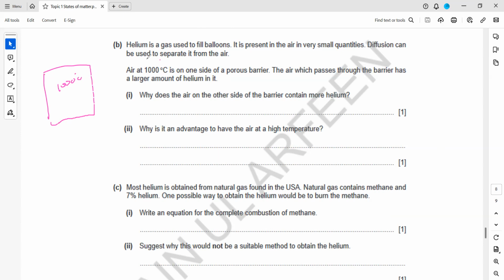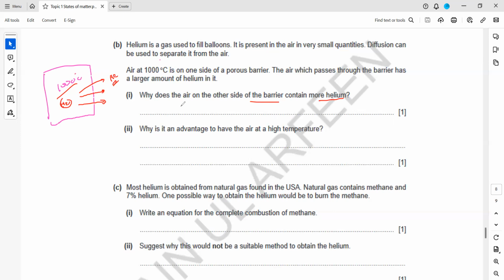And the air which passes through the barrier has a large amount of helium. Air contains a very small quantity of helium. So what they're saying is that on the other side of this porous barrier, most of the helium is present. Why does the air on the other side contain more helium? What is the reason for that? What might be a reason why we have a greater amount of helium on the other side?